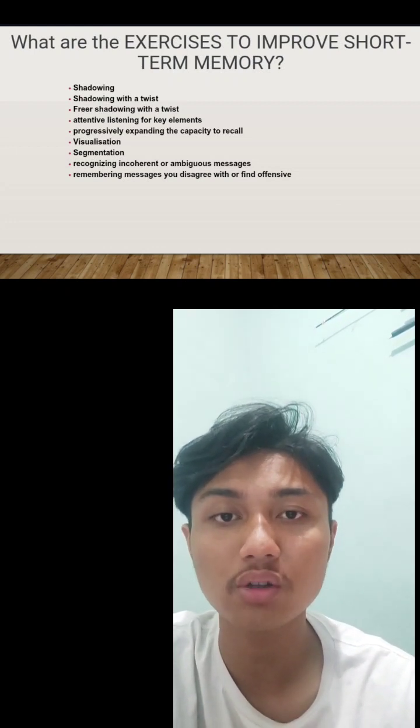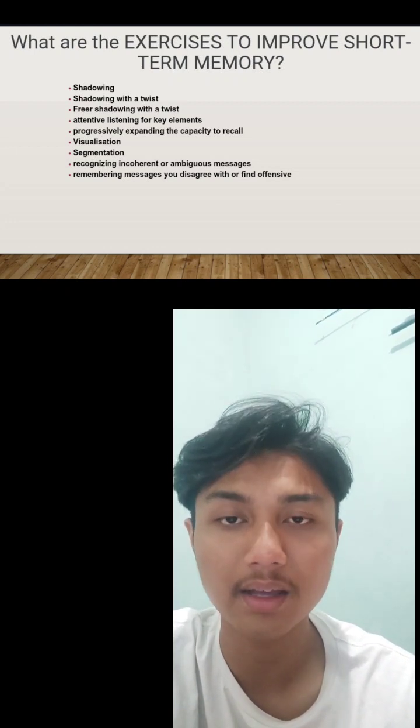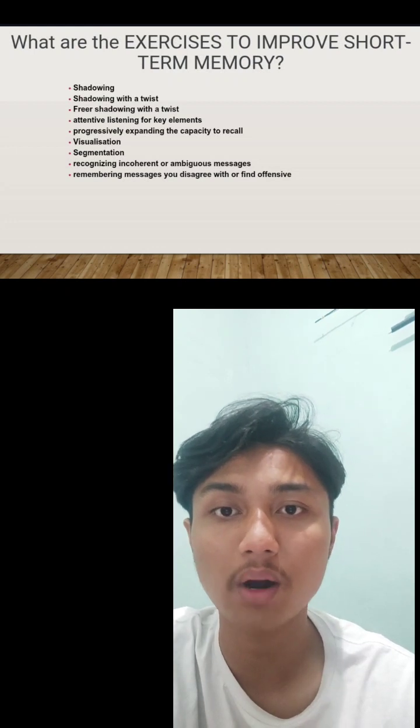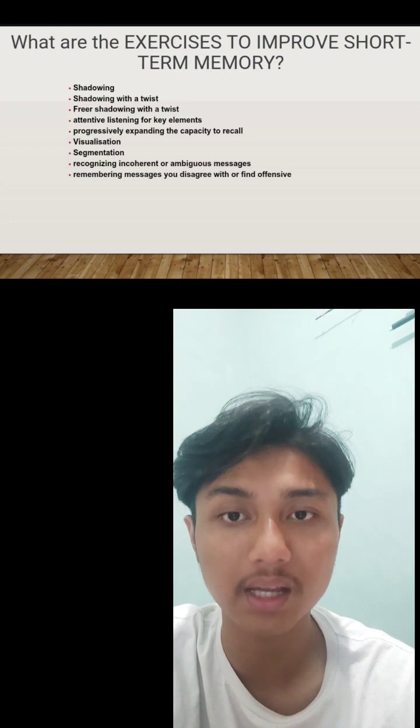Next point is free shadowing with a twist. This exercise should only be done when the previous ones are mastered, and mainly when you can repeat long texts without problems. This is where the interpreter's acoustic and meaning memory will be tested.